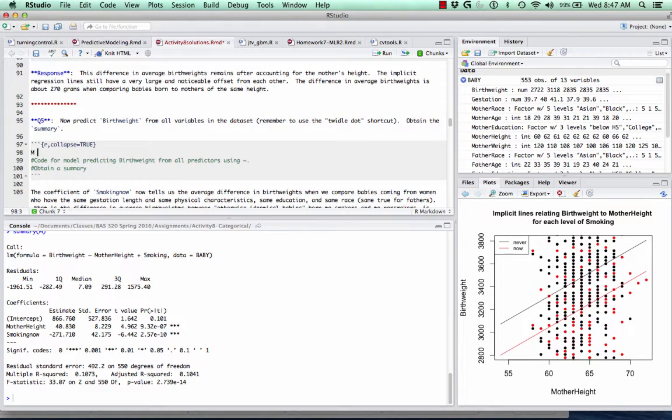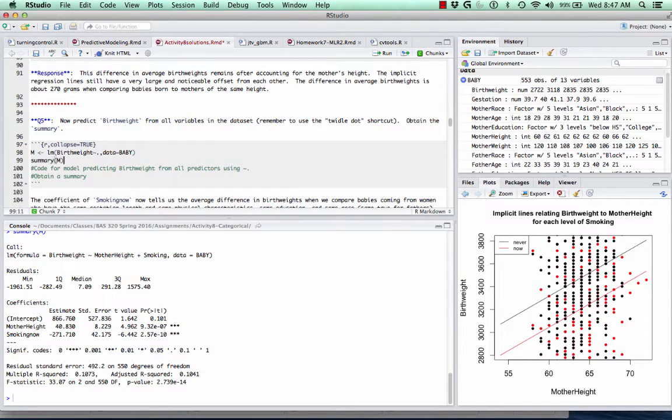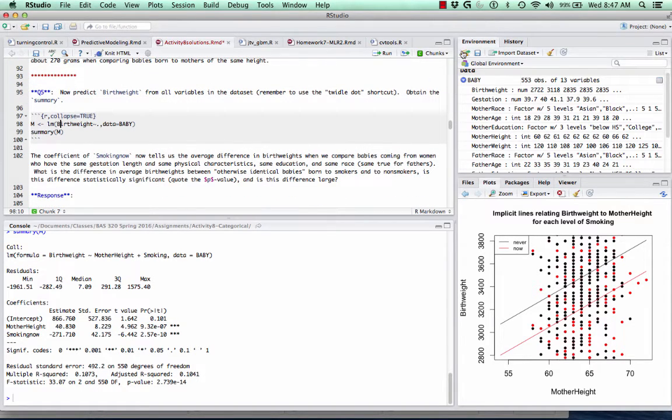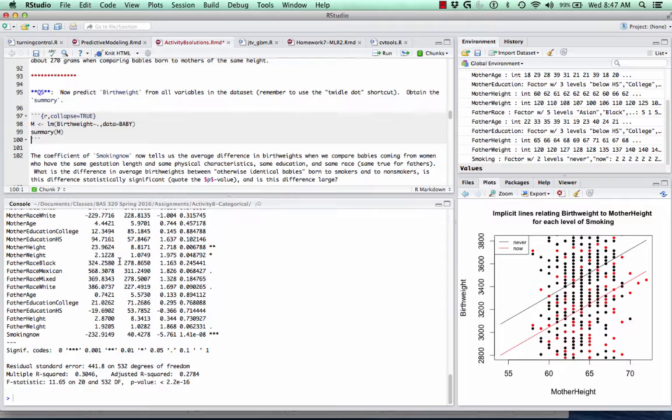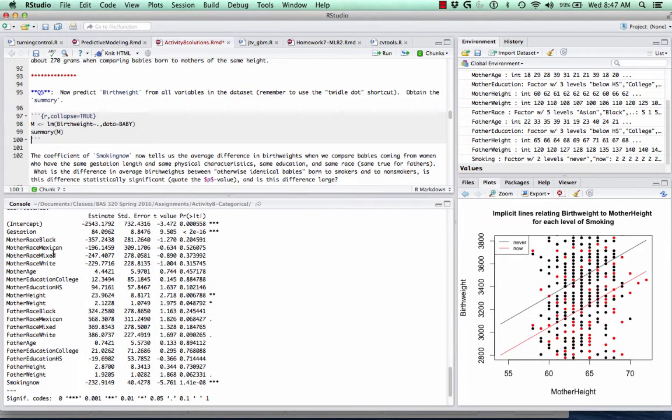So let's go ahead and fit a model predicting birth weight from everything. We'll use twiddle dot, data equals baby, and let's look at a summary of this model to see what the data suggests. Can we explain the differences in the birth weights that we see due to smoking versus non-smoking mothers based on maybe some other potential lurking variables? The mother's race, the mother's education, the mother's height, weight, and the same characteristics for the father.